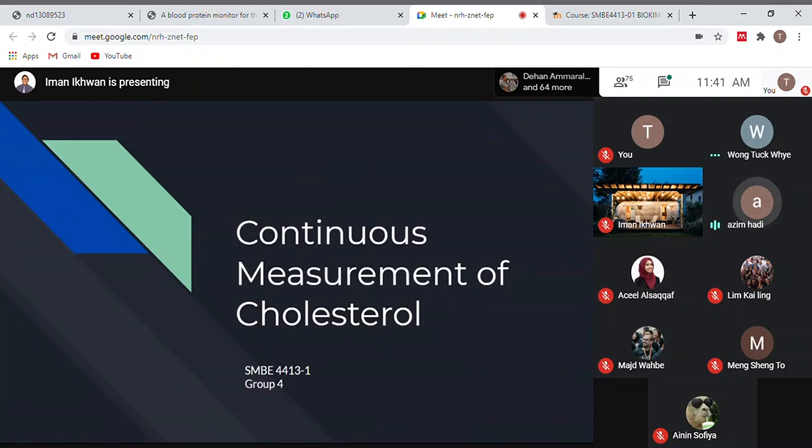Okay, today we're going to present about continuous measurement of cholesterol. First we go to the next slide, which is what is cholesterol?